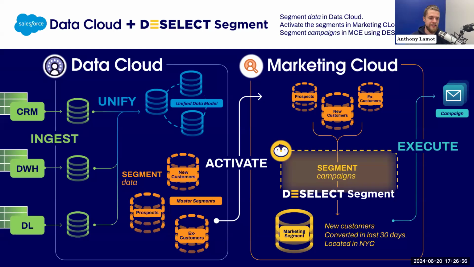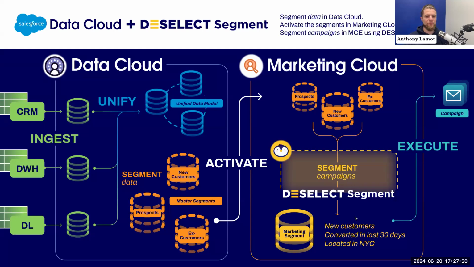Now, the moment you have those segments, we're going to activate those in Marketing Cloud. And remember, activate simply means that the segment is essentially syncing over to Marketing Cloud. Now, once those segments are there, as you can tell in this example, these segments are still very large. We're probably not going to do a single email to all ex-customers or to all prospects. We're going to want to be a little bit more granular and segment based on interest, history, geography, language, whatever it may be. And of course, there the solution of choice is DESelect segment. And so here you could, for instance, fine-tune your master segment of new customers to something that looks like a marketing segment, such as new customers that converted in the last 30 days located in NYC.